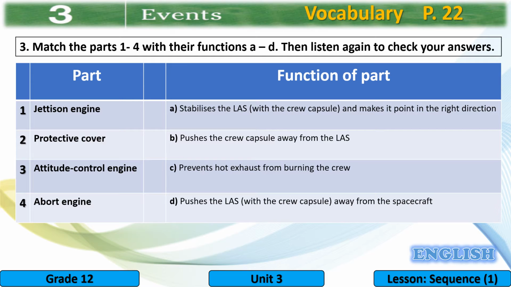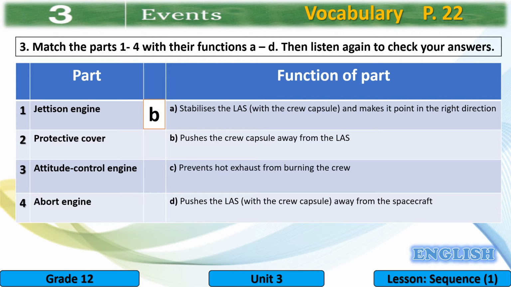Dear students, now let's do exercise number 3 from your course books, page 22. What you have to do is to match each part with its function. The parts, as you can see, are Jettison engine, protective cover, attitude control engine, and the abort engine. Now you can pause the video, read the functions, and try to match the part with its function. Thank you so much. Now let's check your answers.